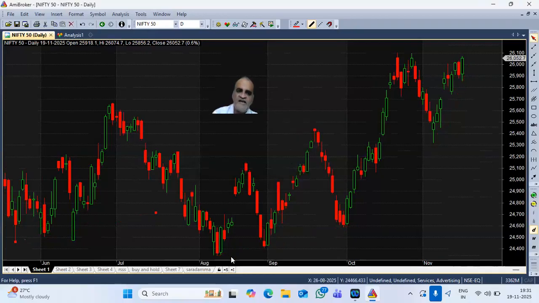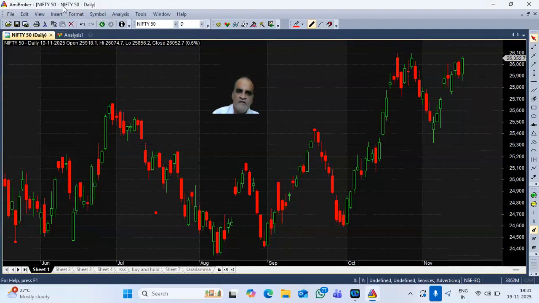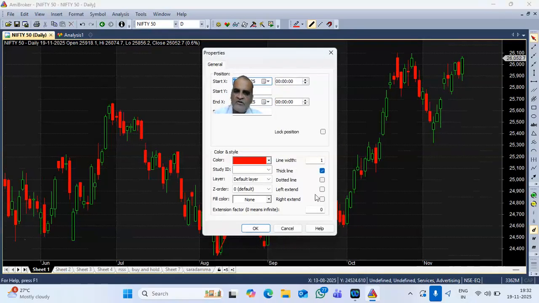Here we have a low formed, and for 3 days the market went up: 1, 2, 3, 4, 5 days. So I take this low from day here, and draw a trend line up to the fourth day. This is the thing. And next what I do is I right click on this trend line, go to properties and extend it to the right.